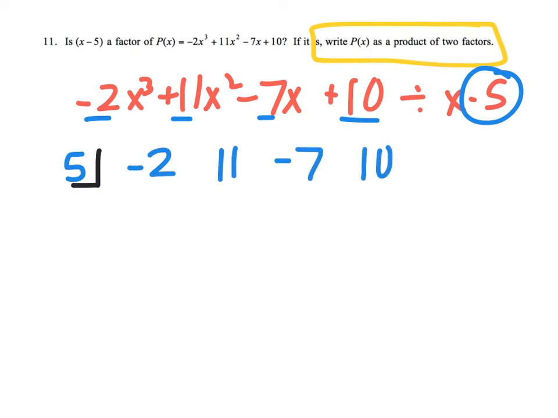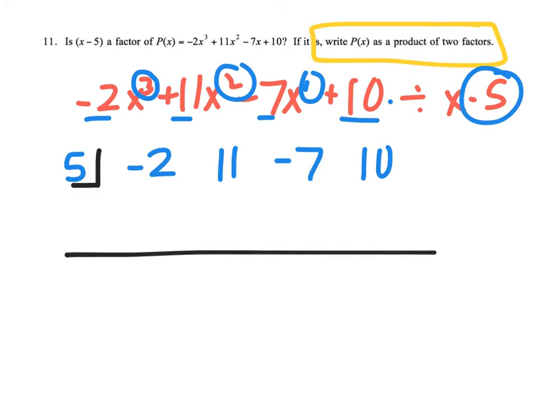Now remember, the degrees of our polynomial need to go down by 1 each time. So we had an x cubed, we had an x squared, we had an x, and then we didn't have any x's. So we don't need any placeholders. Remember, if we do though, like let's say we're missing an x squared, I would just put a 0 here instead of 11.